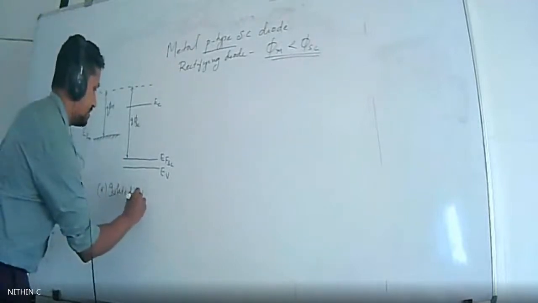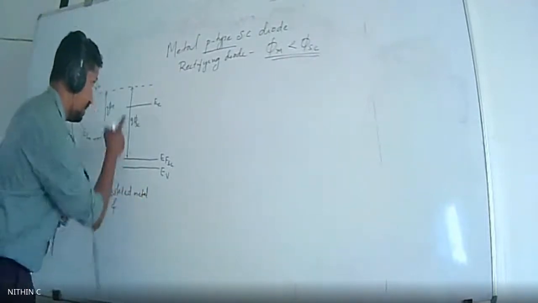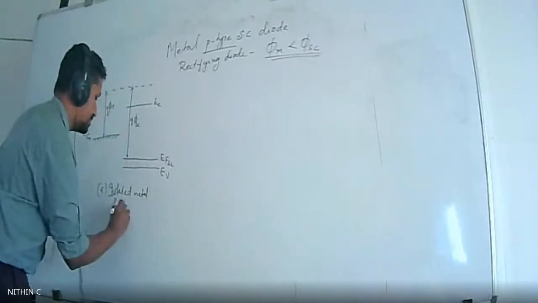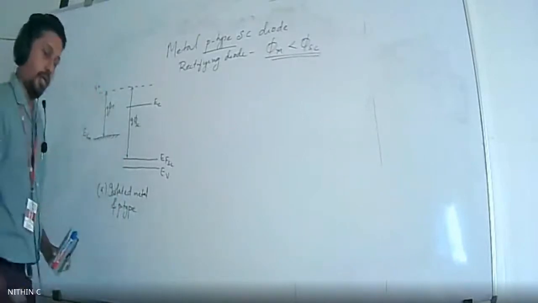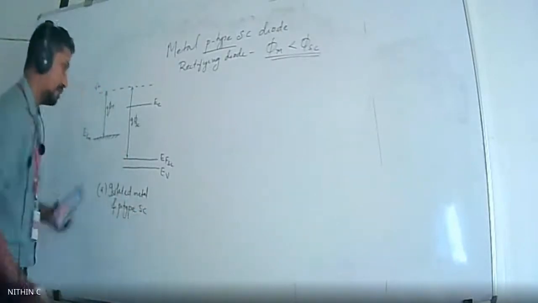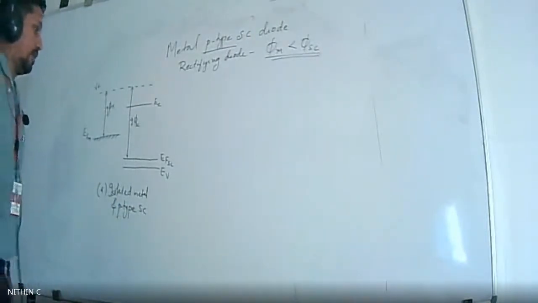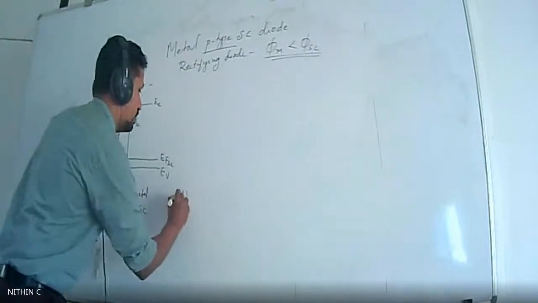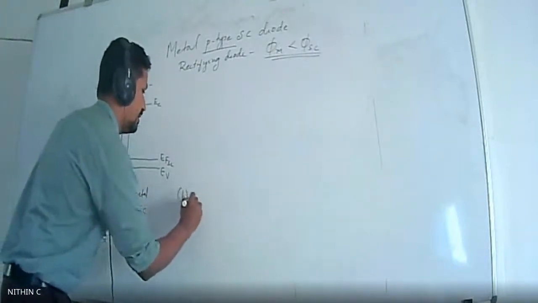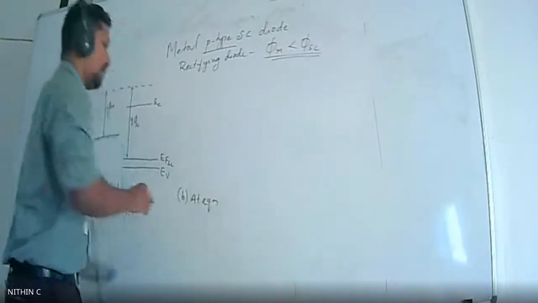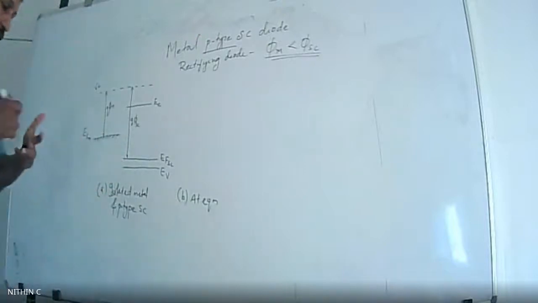Isolated metal and p-type semiconductor. Okay, isolated metal and p-type semiconductor. The figure goes like this. So next, we'll have to draw the case at equilibrium. Before that, at equilibrium, we need to join these two materials, right?